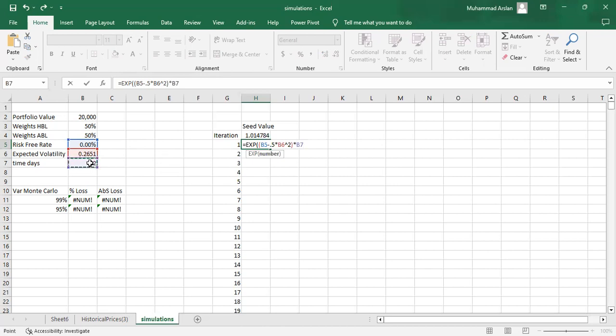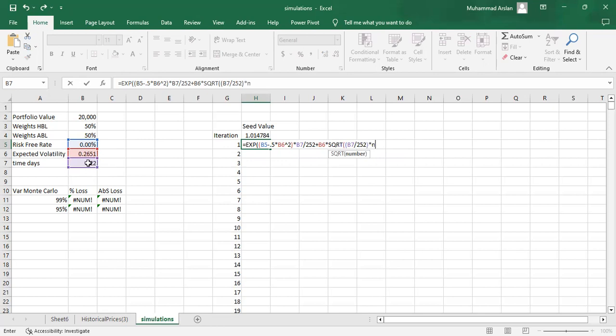trading days divided by the total number of trading days in a year. Let's assume we have 252. On a yearly basis, we have around 250 to 260 trading days in a year. Then we will add the volatility, the sigma, back. Then we will take the square root of the number of days traded divided by the total number of trading days in a year.